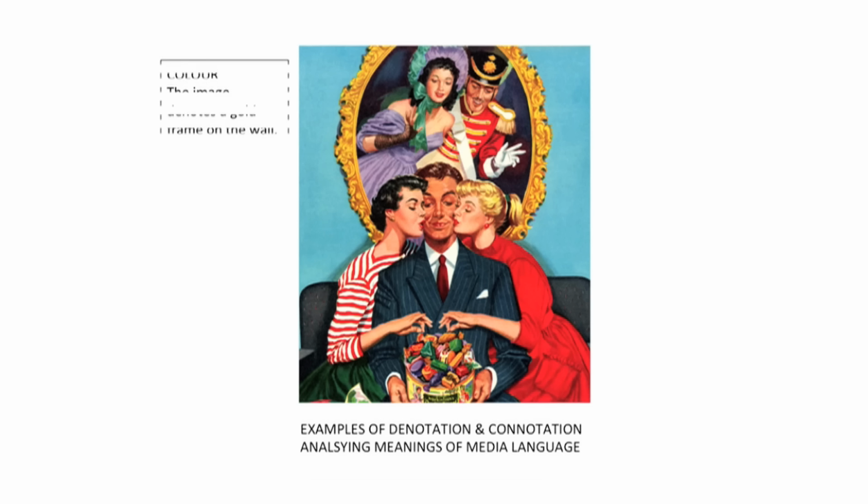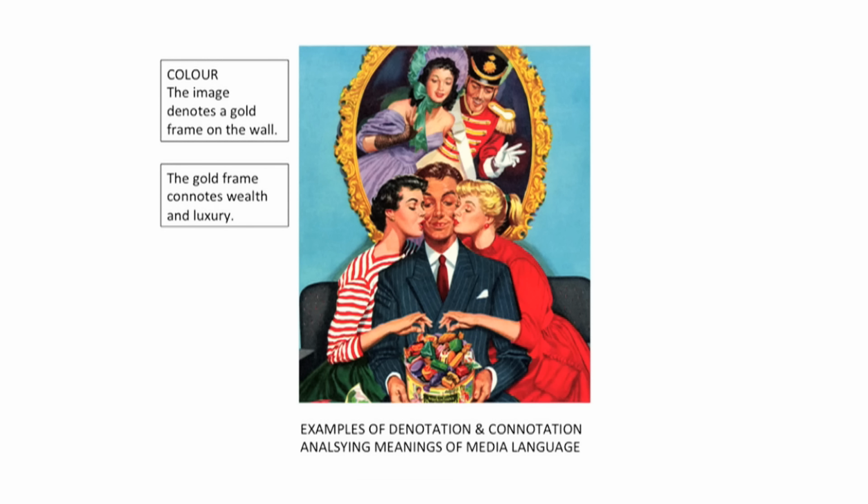So to give you some examples from Quality Street, we can talk about what the image denotes and what those things connote as well. So for example, the image denotes a gold frame on a wall. Okay, so I'm literally saying what I see. The gold frame connotes wealth and luxury. So gold is something that we associate with wealth and luxury. So the connotes part is talking about what it means or signifies.